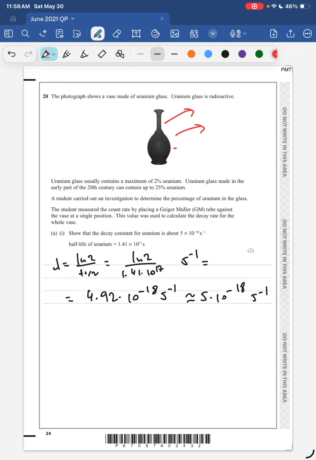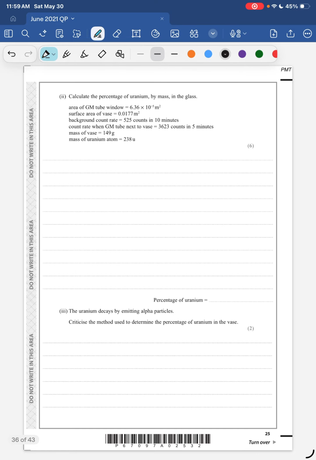So first of all, the vase emits radioactive radiation in all directions. But we come here with our Geiger-Müller tube, and maybe we place the window there, and that's our tube. So only a percentage of this radiation is measured by the Geiger-Müller tube, because only a percentage of the whole radiation goes through that window, right? I mean, it makes sense. So let's do some preliminary calculations that we need.